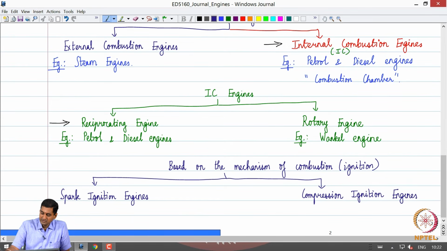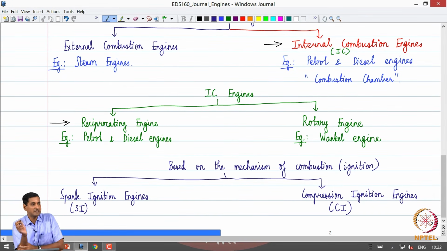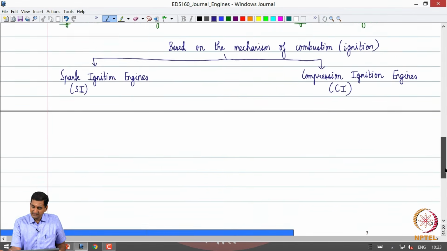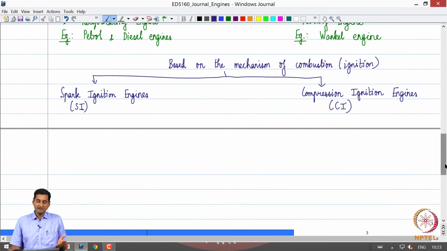Spark ignition is typically abbreviated as SI, compression ignition is typically abbreviated as CI. I would expect you to know what an SI engine and what a CI engine refer to. SI means spark ignition, CI means compression ignition. What does this mean? The terms themselves are self explanatory. So, what do you think is a spark ignition engine?